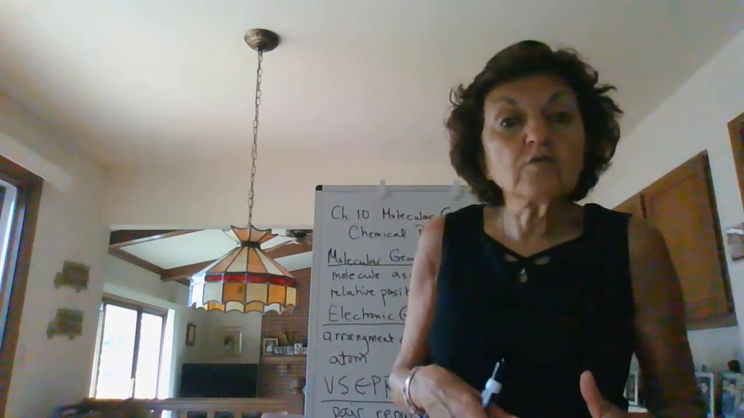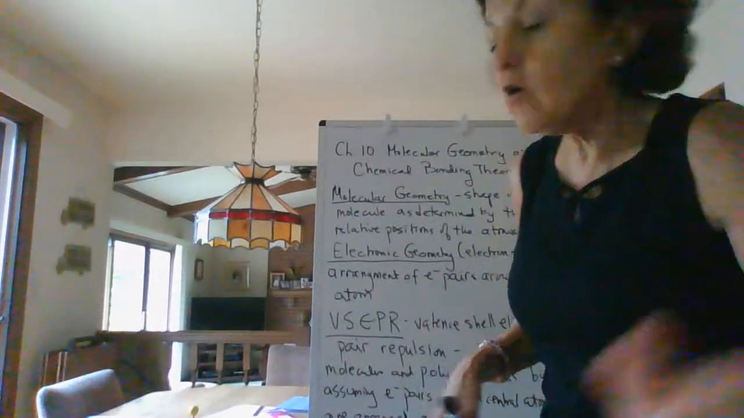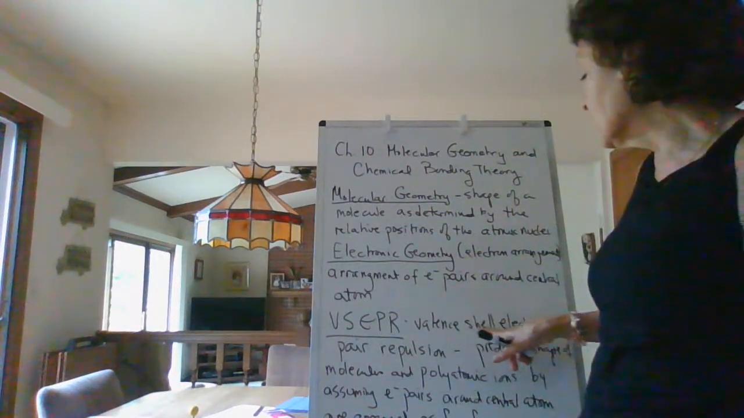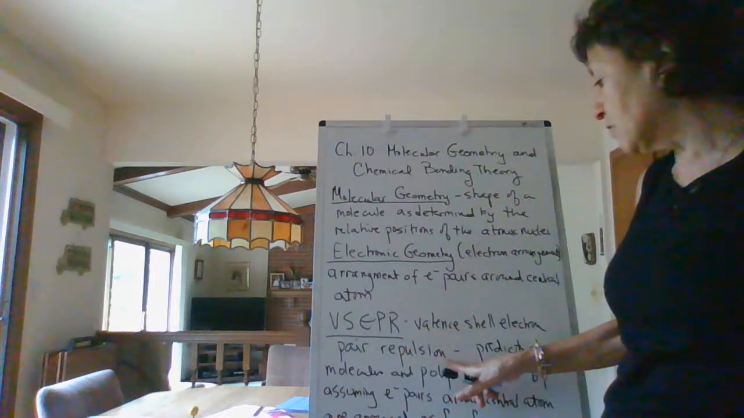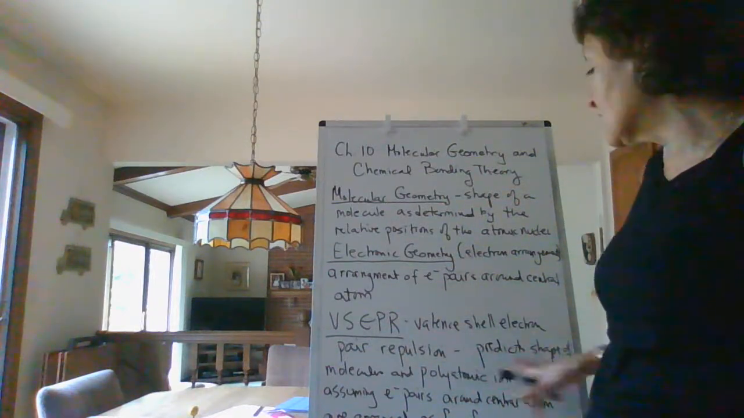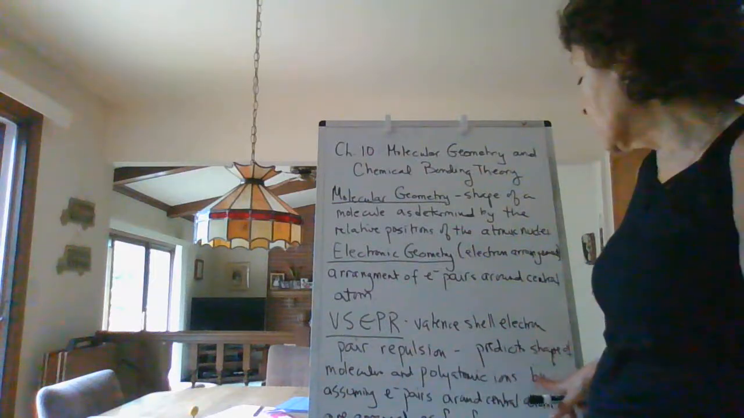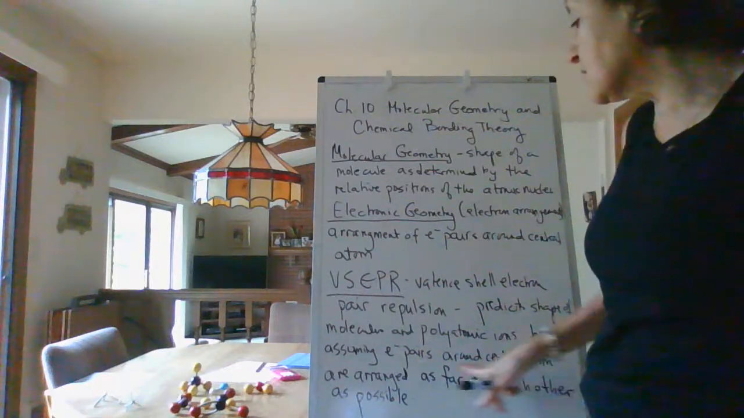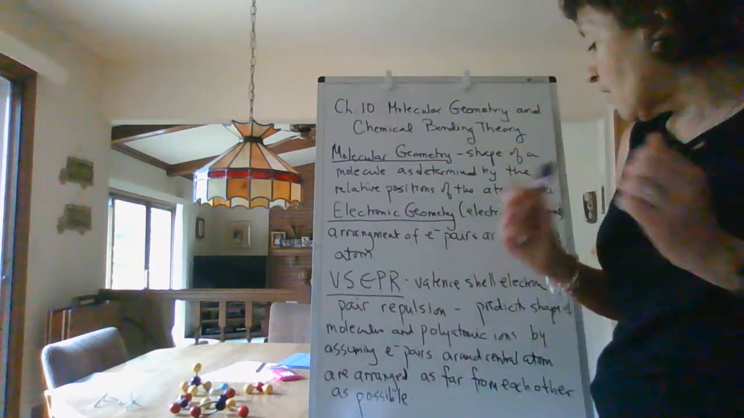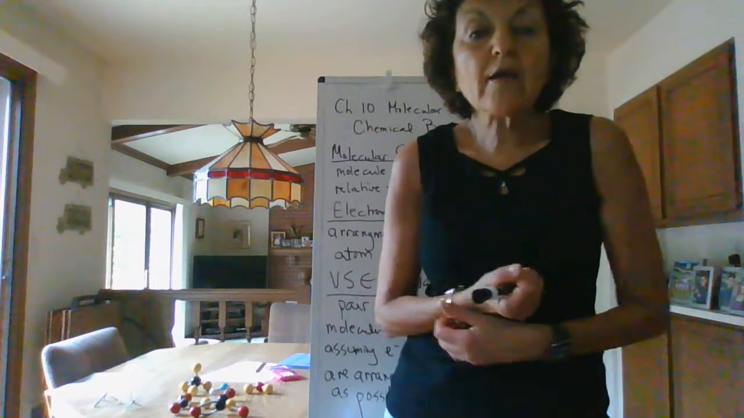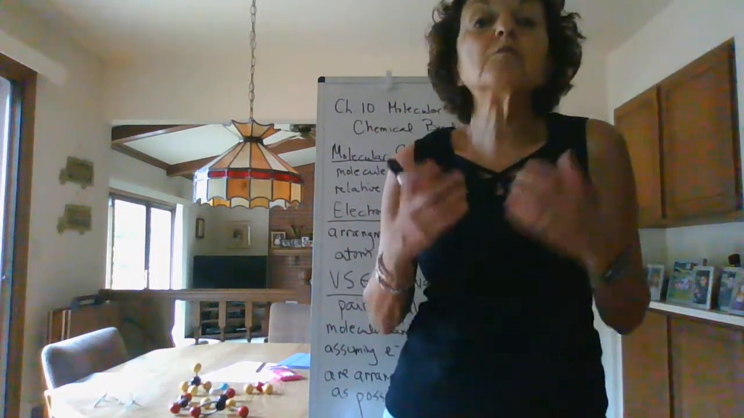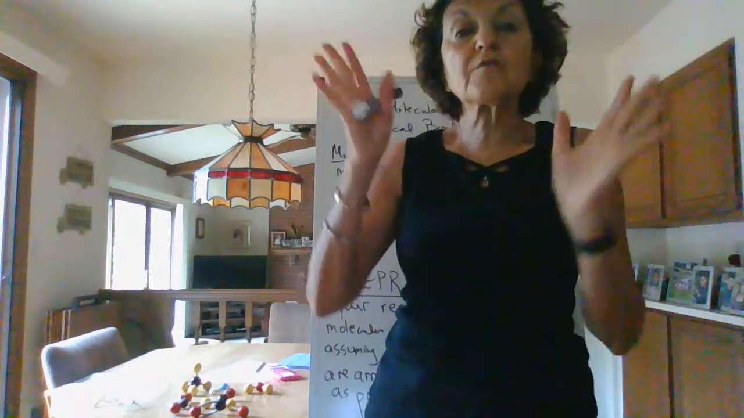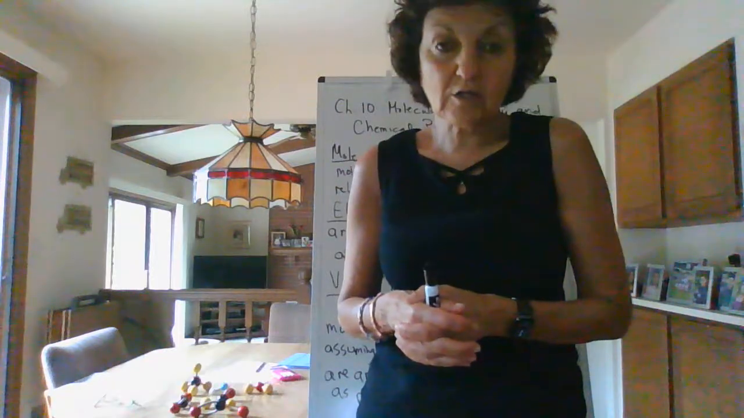The theory that we're using to figure all this out is something called VSEPR, V-S-E-P-R. This is an acronym for valence shell electron pair repulsion. This theory predicts the shape of molecules and polyatomic ions by assuming that the electron pairs around a central atom are arranged as far away from each other as possible. Why are they arranged as far away from each other as possible? Because they repel each other, hate each other. So when they repel each other, they force the peripheral atoms to go in specific directions.